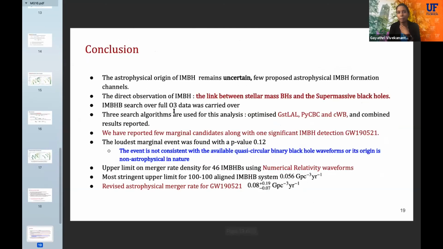So, let me summarize. These IMBH systems are uncertain, but the detection of these systems would help understand the missing link between stellar mass and supermassive black holes. We have carried out the search over the full O3 data, and using different search algorithms, we have reported the significant event as the May 21st event, and also a few marginal triggers and details. And we also performed a detailed merger density estimation using numerical relativity waveforms. The revised rates have been reported here.